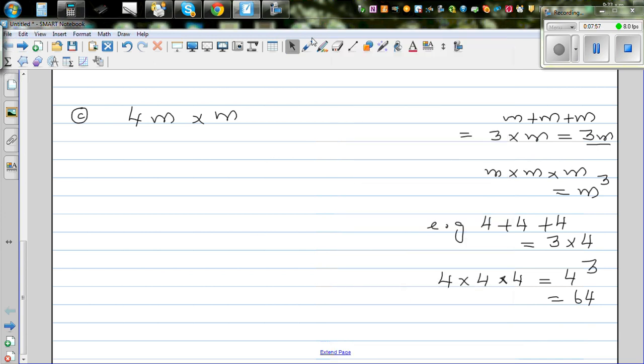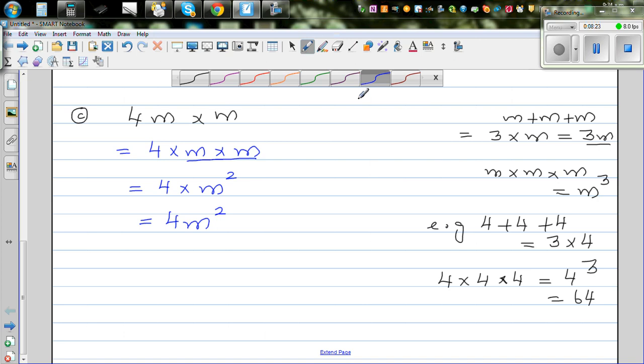Okay, so here let's expand this out. So this is same as writing 4 times m times m. Now m times m you write as m squared, so 4 times m squared, which is the same as writing 4m squared. These are basic things, but you should know the difference of writing these things.